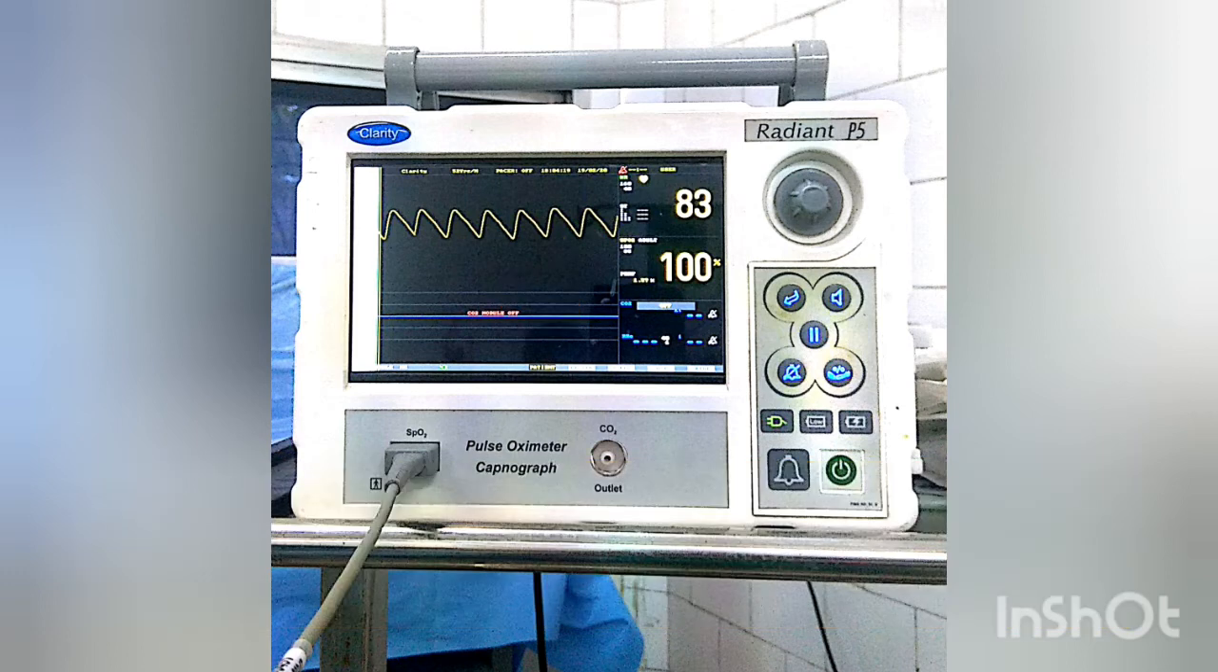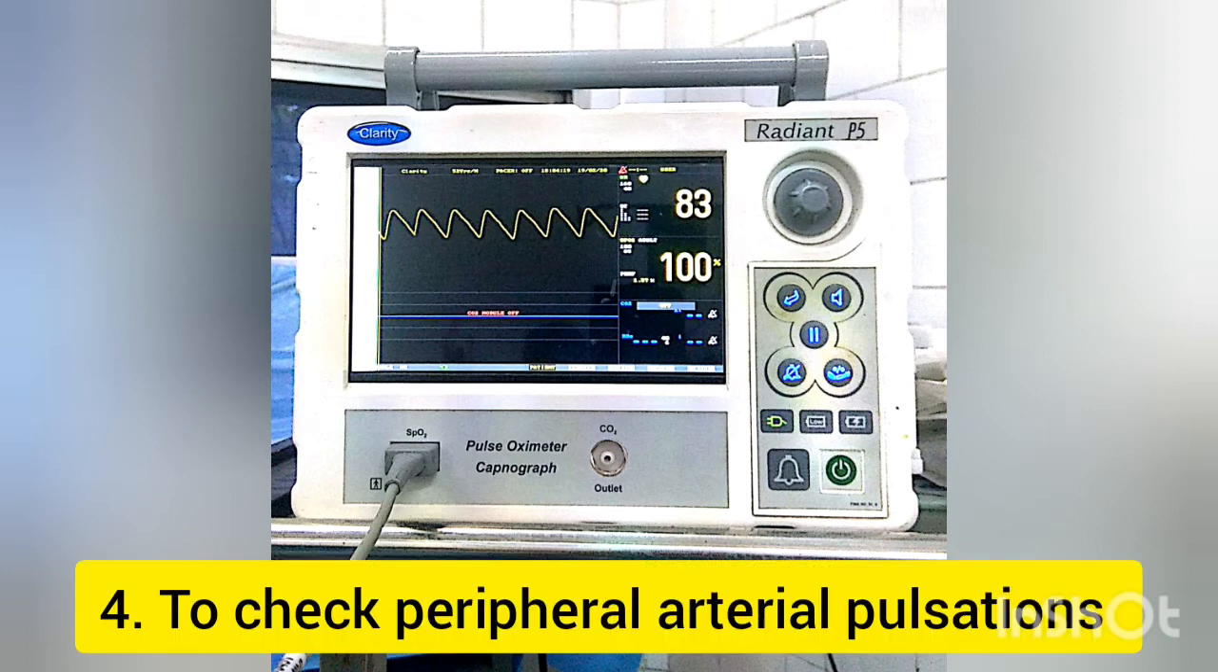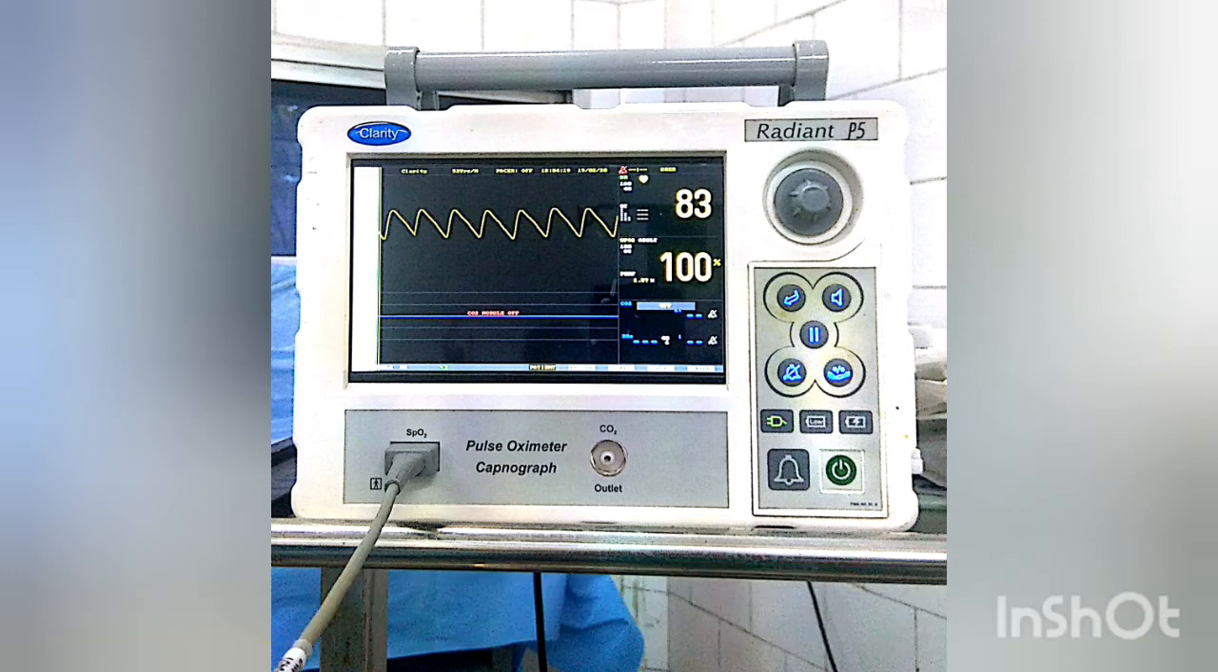Pulse oximetry can also be used to check the presence of peripheral arterial pulsations distal to the site of surgery in the immediate post-operative patients, especially in orthopedic surgeries where the risk of injury to the arteries is high.